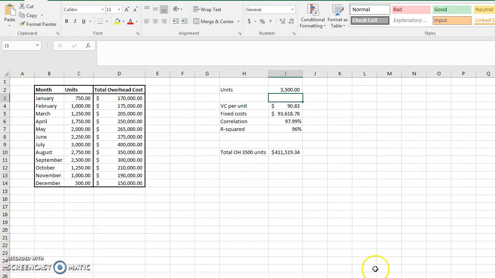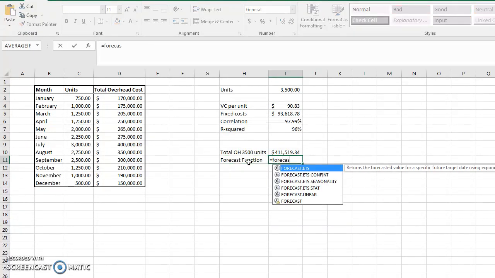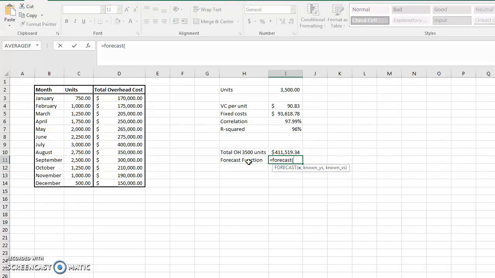Okay. We can also do something called forecast. I'll say forecast function like that. And what I can do is I can go forecast. And then this is a function that's going to give me the exact same answer. What's my x? It's my number of units that I want to forecast. And I'll say, there it is.